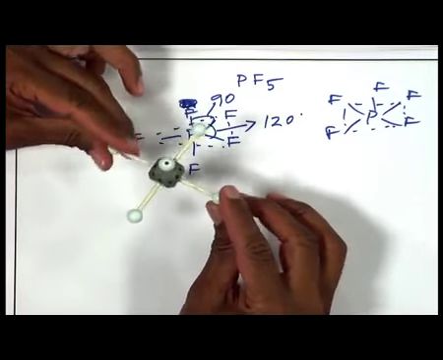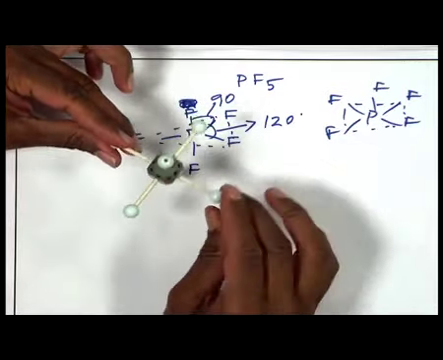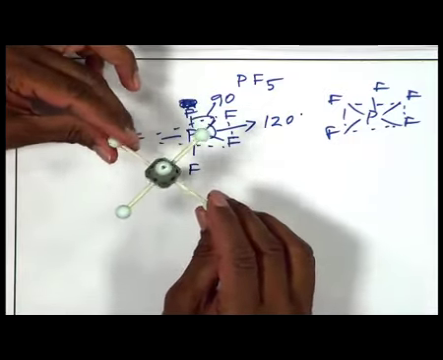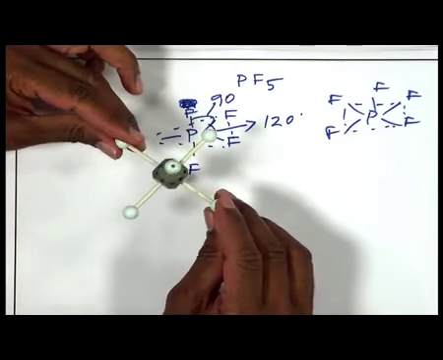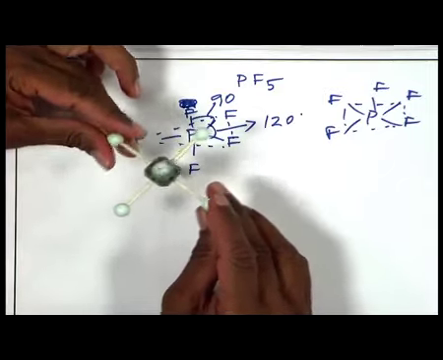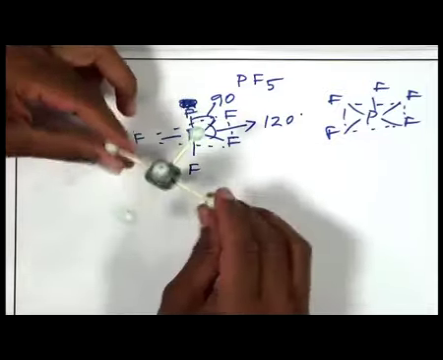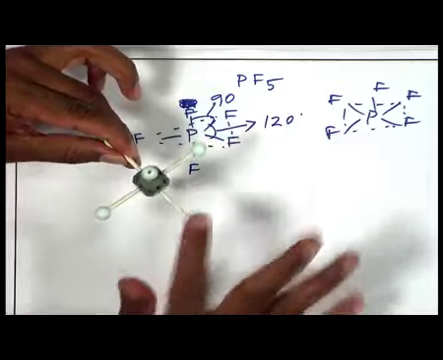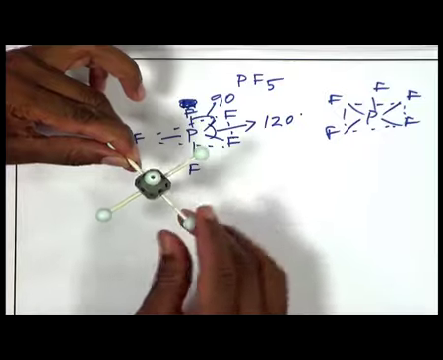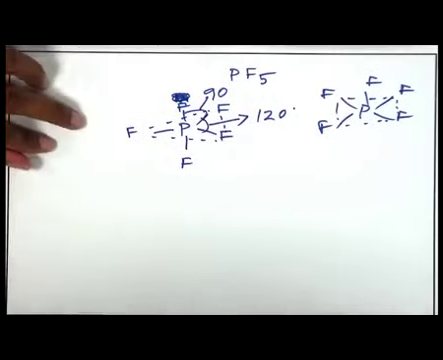That is the best way of arranging 6 regions of electron density around a central atom. Any other arrangement will lead to a higher energy state, which is not favorable, so more repulsion will be there. And here, these four atoms are in a plane. These two are in the axial positions. Now let us see a few more molecules.